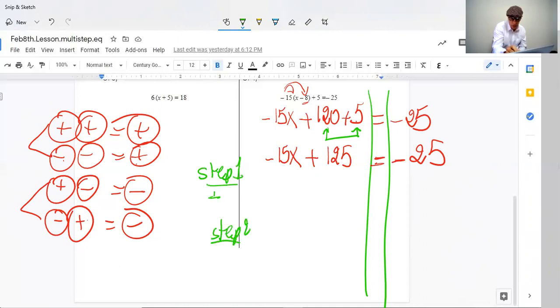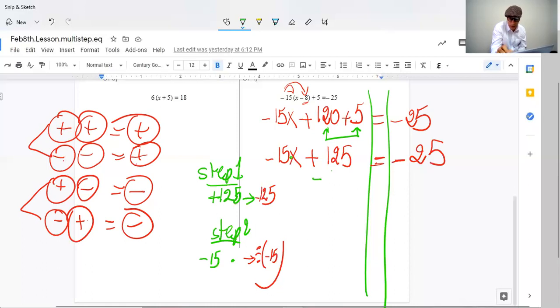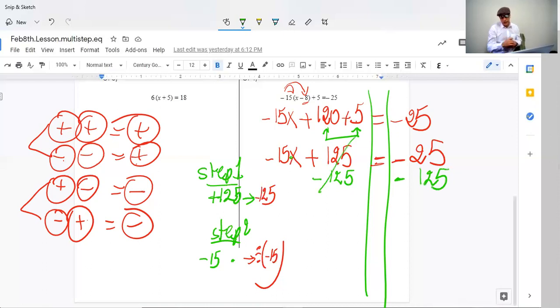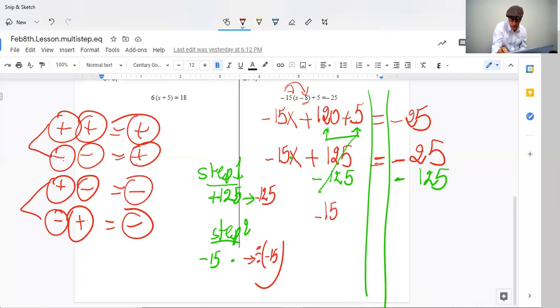Step 1, we're gonna get rid of that plus 125 by doing the opposite. And step 2, we're gonna get rid of that multiplication by negative 15 by doing division with negative 15, okay? Here, instead of plus 125, we're gonna do minus 125. So let's do that. So plus 125, the opposite of that is minus 125 to both sides. Here, there is no thinking, it just cancels. What's left on the left side is minus 15x equals, well, I gotta deal with this here.